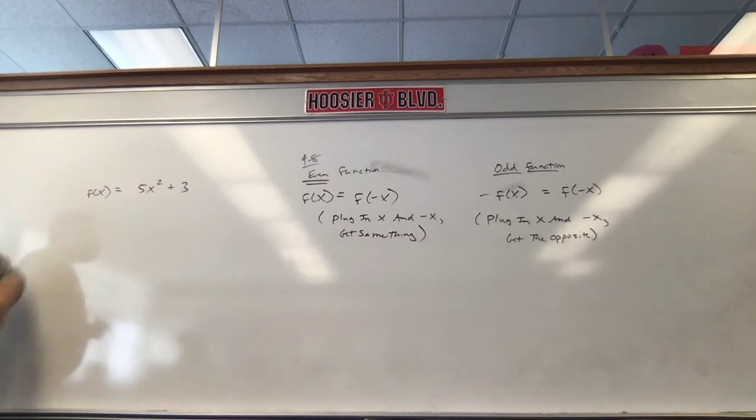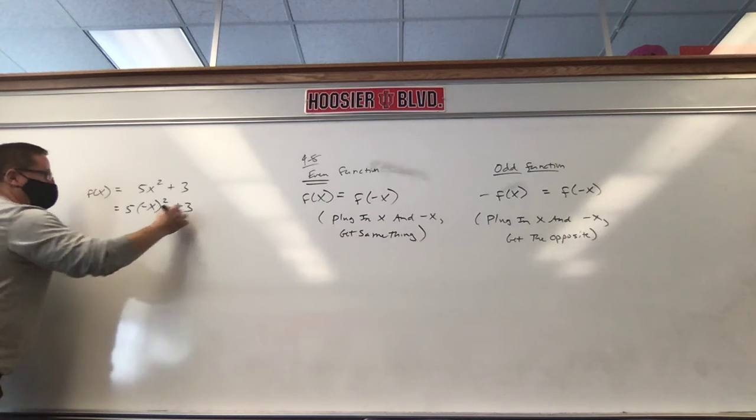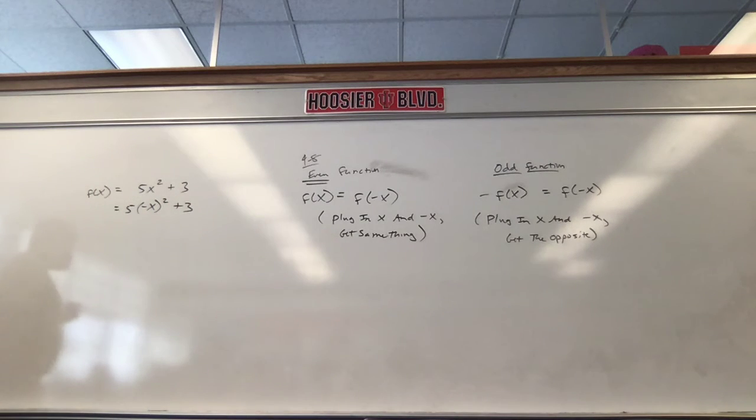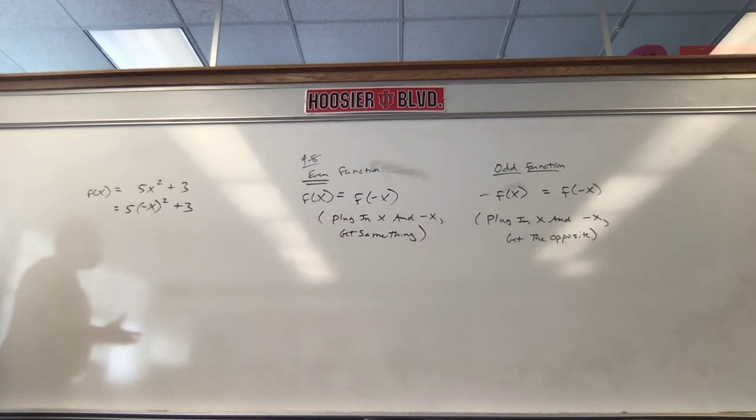We plug in the opposite of this. What's the opposite of x? Negative x. So, 5 times negative x squared plus 3. I replaced x with the opposite of x. The opposite of x is negative x, okay? So now some people go, well, how do you know x is negative? You don't, okay? You don't know.